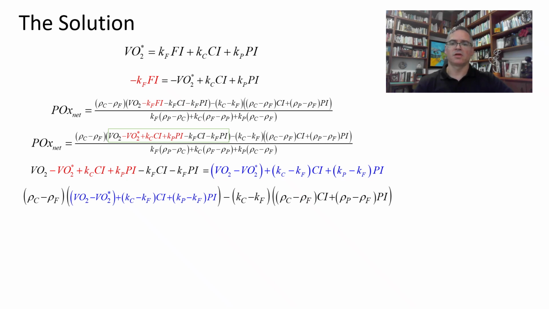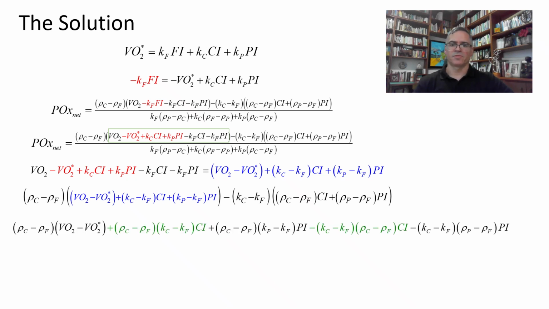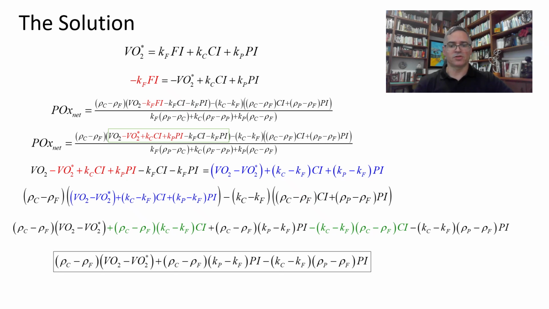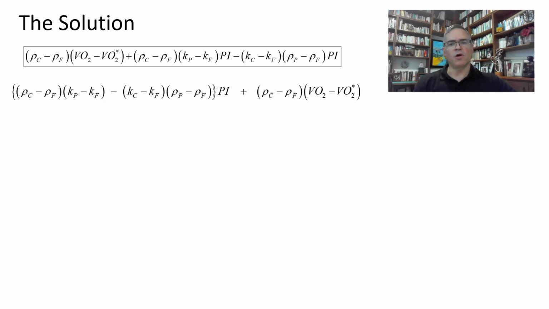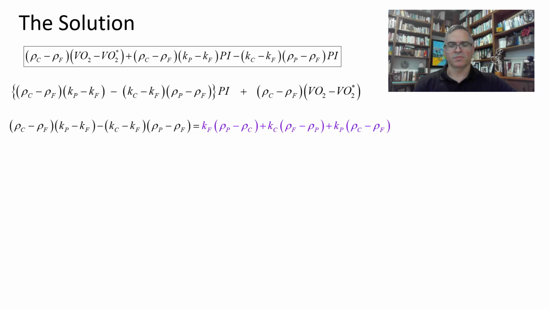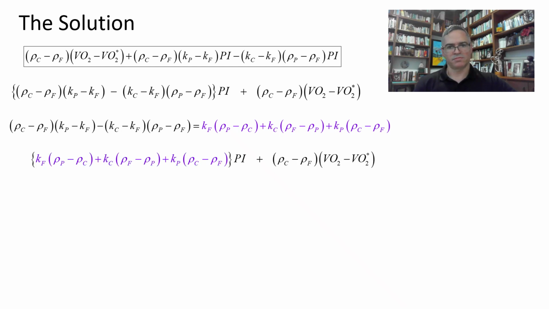Expanding the expression yields, or the terms in green cancel. Therefore, the numerator of the net protein oxidation simplifies to the following expression. The expression in the box can be rewritten as. Note that the expression inside the curly brackets can also be written as the purple expression. Substitution of the latter into the curly brackets produces.